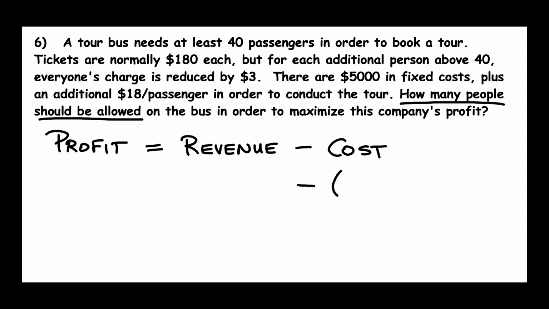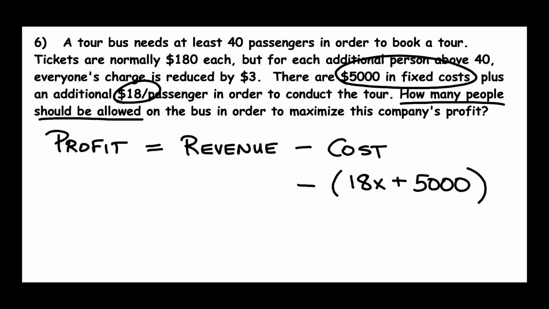Every time a person takes the tour, it costs you and I $18 to feed them and pay the admission to the museums or whatever else. Plus, there's $5,000 in fixed costs whether anybody gets on the bus or not. The bus driver's salary, he gets paid whether people take the tour or not. Same thing with the bus maintenance and the gas and all that.